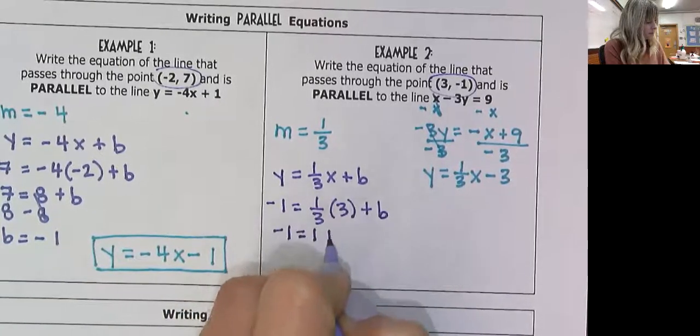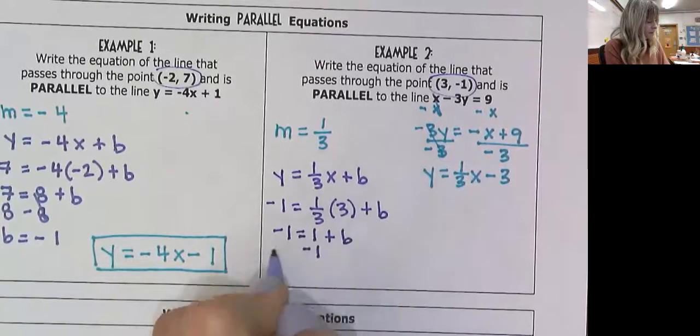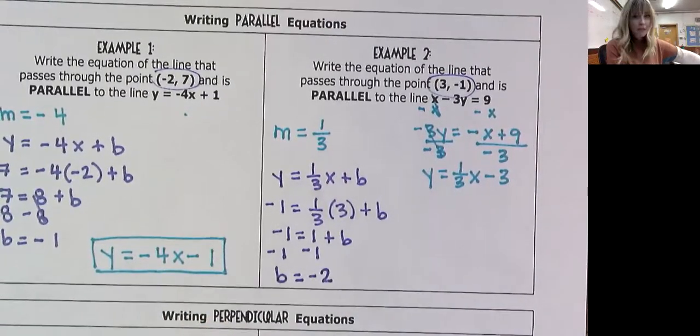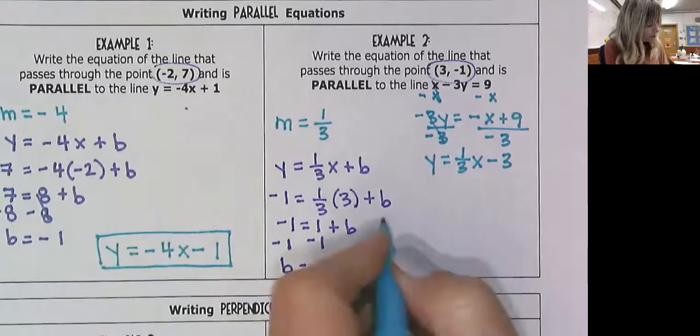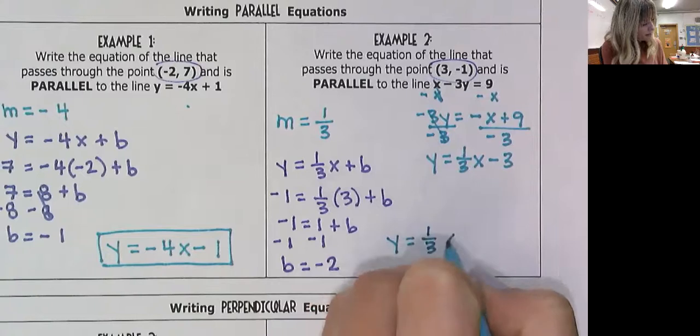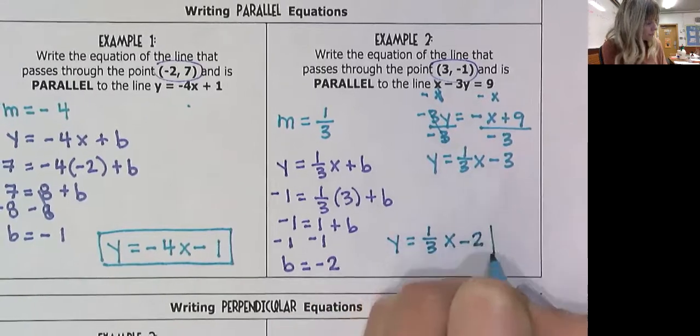1/3 times 3 is 1. So now I go minus 1, and b equals negative 2. Watch those signs really closely. And now I'm ready to write my final equation: y equals 1/3 x minus 2.